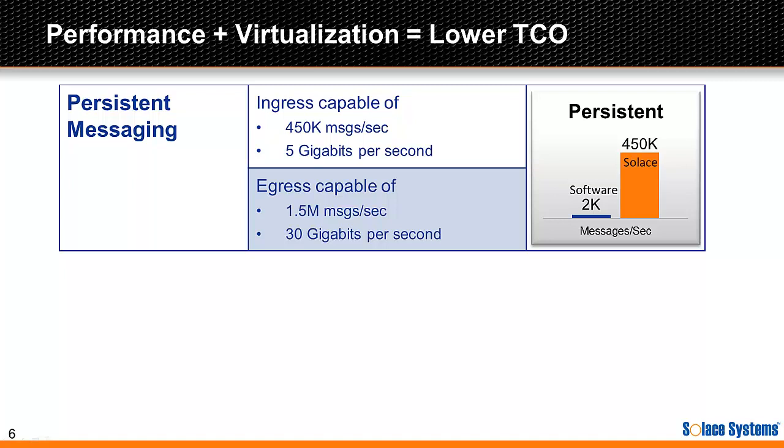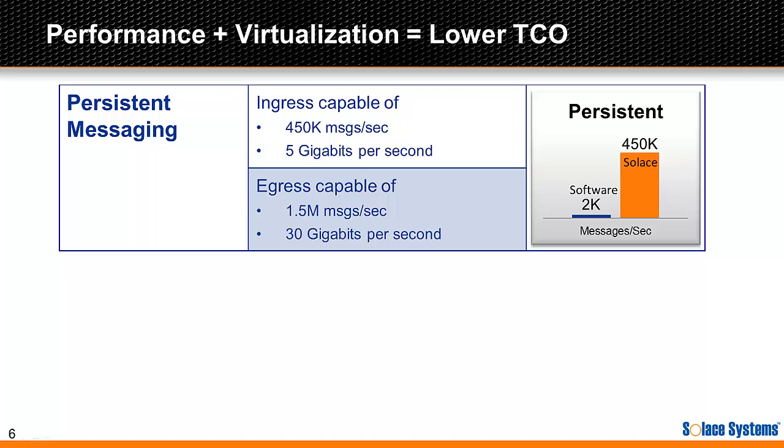As of recording, each Solace appliance is capable of 450,000 messages per second on ingress and as much as 1.5 million messages per second on egress under fanout scenarios. If you're dealing with larger persistent messages, then alternatively you can look at it in terms of gigabits per second, where it can handle 5 gigabits per second on ingress or up to 30 gigabits per second egress with fanout.